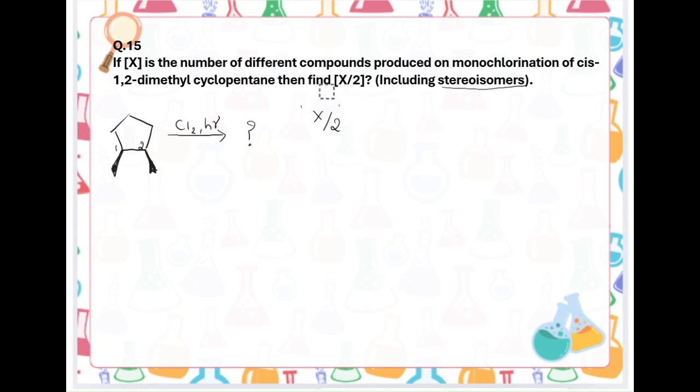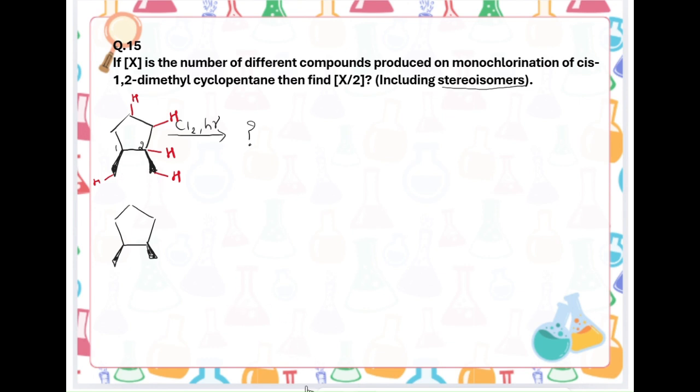Okay, so let's start writing the structures for monochlorination of the cis-1,2-dimethyl cyclopentane. What I'm going to do is replace the hydrogens on different carbons. Say there is one hydrogen here, I can replace this to form a different product. Same here also, same here also. But if I replace here, that will be same as this. If I replace here, that will be same as this. And of course, we can replace the hydrogen from the methyl carbon also.